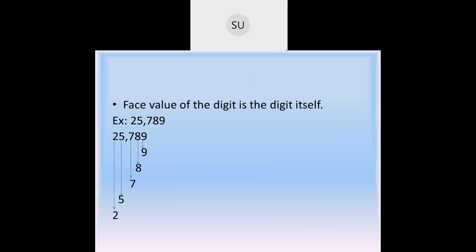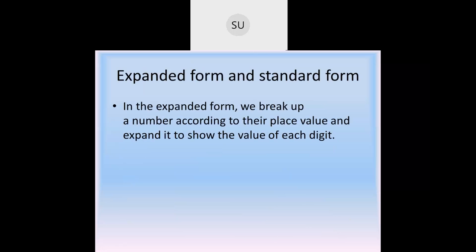Now coming to face value, what is the face value of any digit? It is the digit itself. I've taken the example 25,789. So face value of 9 is 9 itself, which is in ones place. Face value of 8, which is in tens place, is 8. 7 in hundreds place is 7 only. 5 in thousands place is 5, and 2 in 10,000s place is 2. So this is what we have studied in the last class.